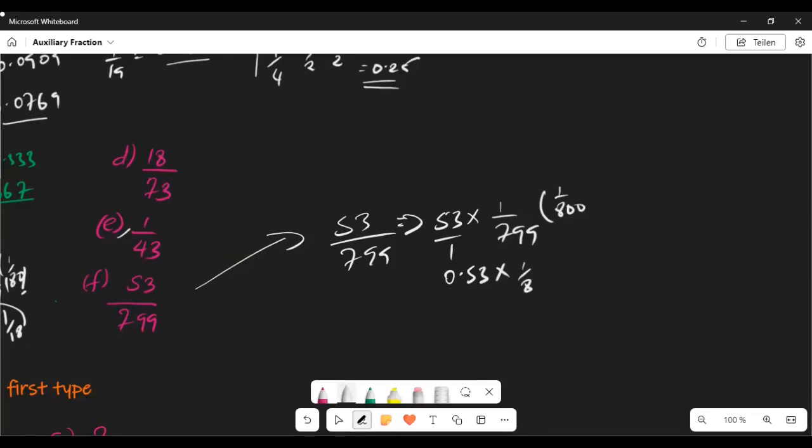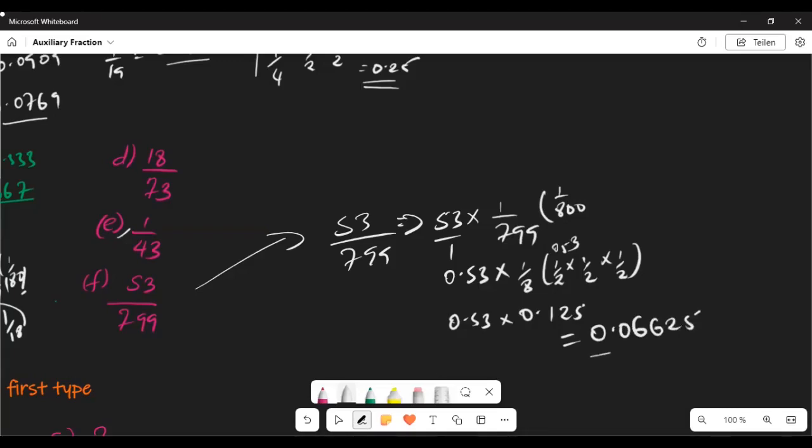Okay, so this is the way to simplify it. 1 over 8 is equal to 1 over 2 multiplied by 1 over 2 multiplied by 1 over 2. Yeah, because this is now 8. But 1 over 2 is 0.5. So basically 0.5 cubed, which is 0.125, and we multiply 0.53 by 0.125. So we have our answer as 0.06625. Simple, simple, simple like that. And we have our answer.